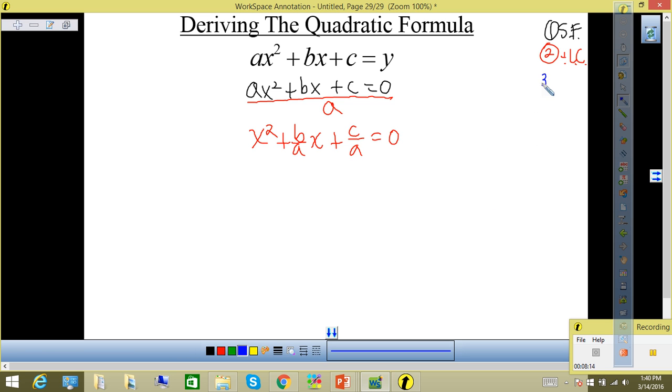Step 3. Let's see. What is step 3, Michael? Very good. He says subtract, which means eliminate C. And what is C right now? Everyone? C over A. So we subtract C over A from both sides. So we're left with x squared plus b over a x, and leave a space, equal to negative c over a.